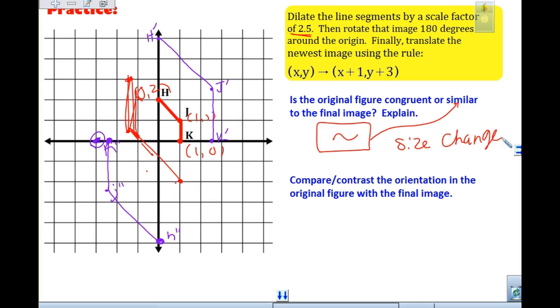So this was similar because of a size change. It got larger. If we're going to talk about the orientation, did we have any reflections? No. And in this one, it's kind of hard because it's not really a closed figure. But if we are going around, we are going to say it is the same orientation. Why? There was no reflection.